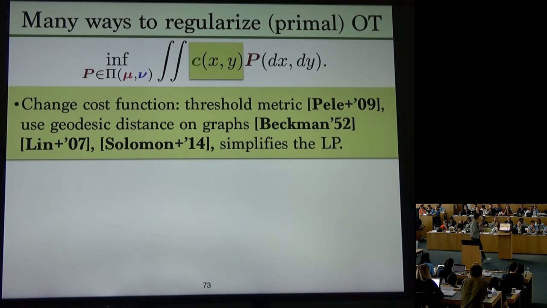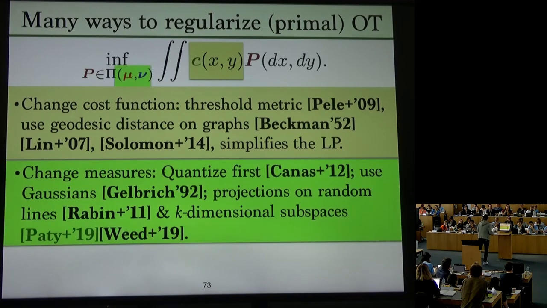You can also look at the primal problem and start making assumptions on the cost function to simplify it. Maybe you can threshold the cost function. You can also start playing with the measures themselves. Maybe you can simplify them. For instance, instead of computing the transport between the two point clouds, you could do something very natural, which is to use k-means first to discretize your measures a bit, and then do transport between the k-means, the quantized measures.